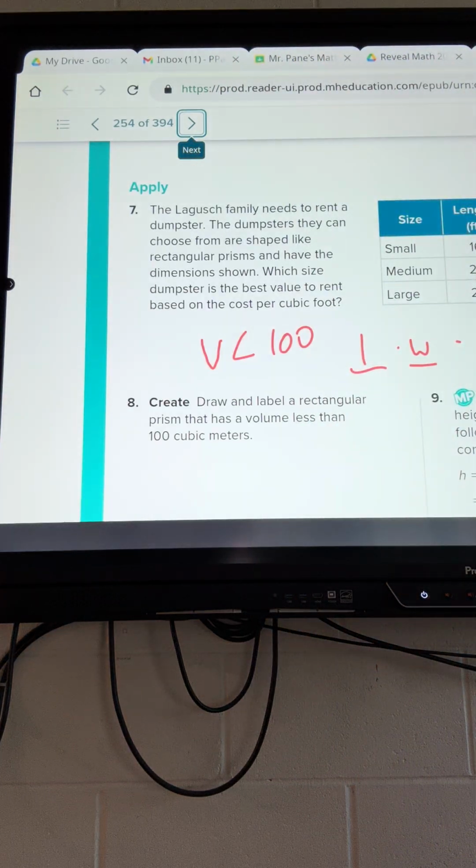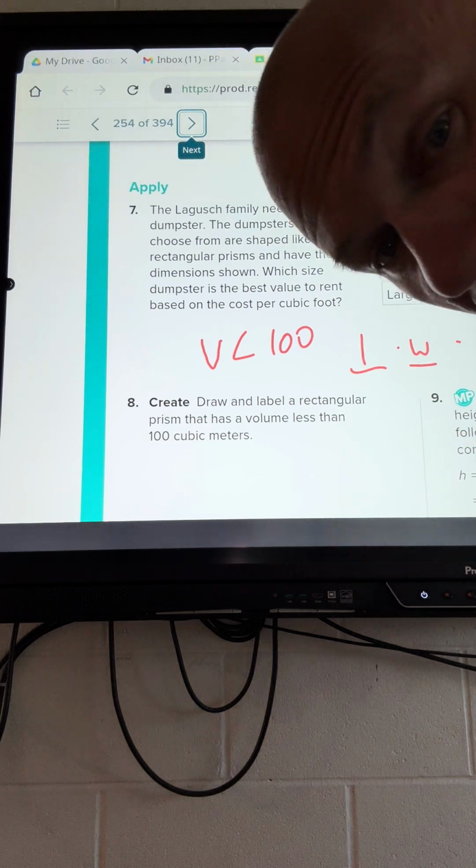And then number 8, create and label a rectangular prism. Oh no, that was number 8, sorry. Sorry, Mr. Payne's losing it.